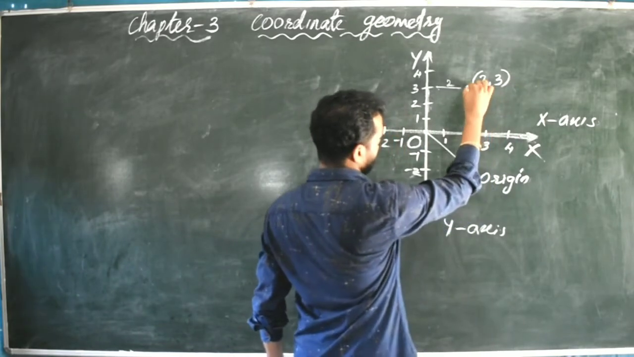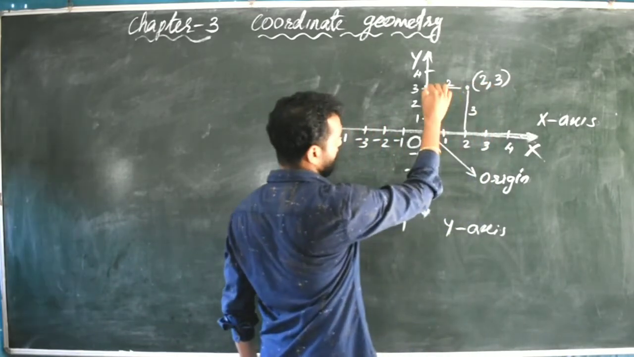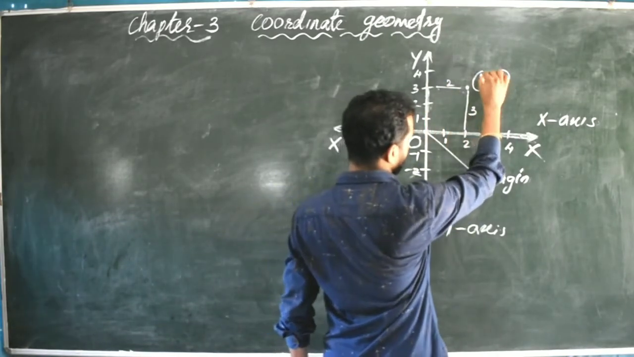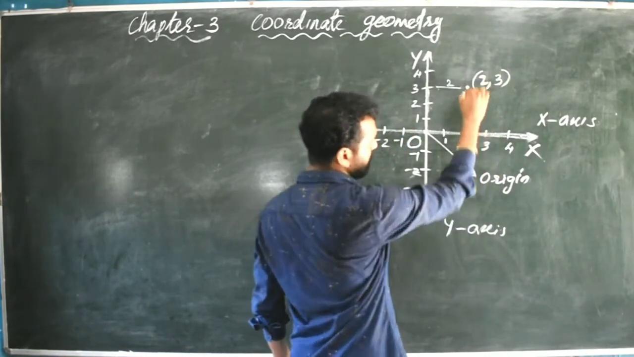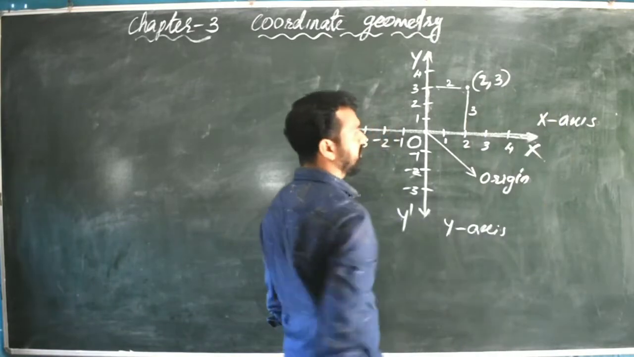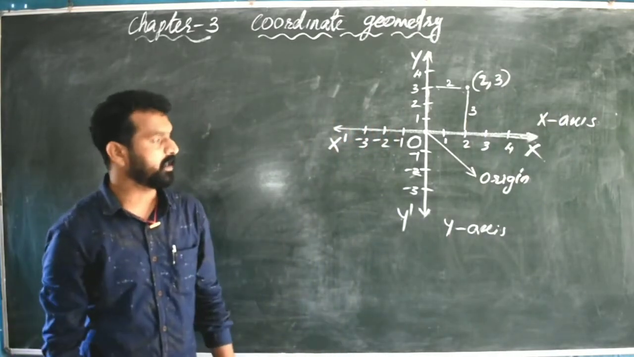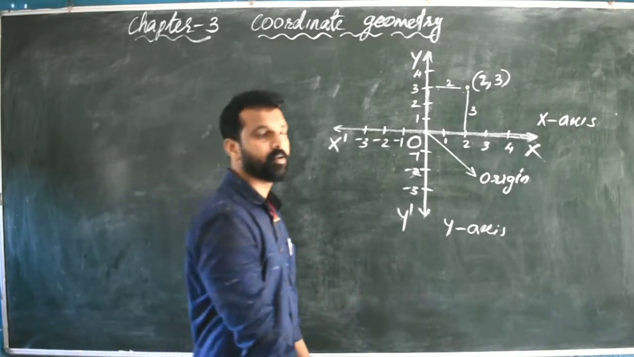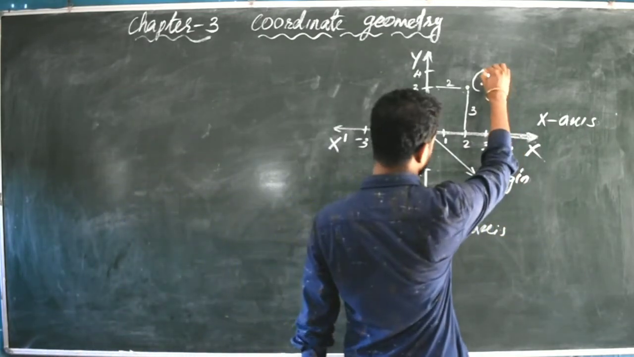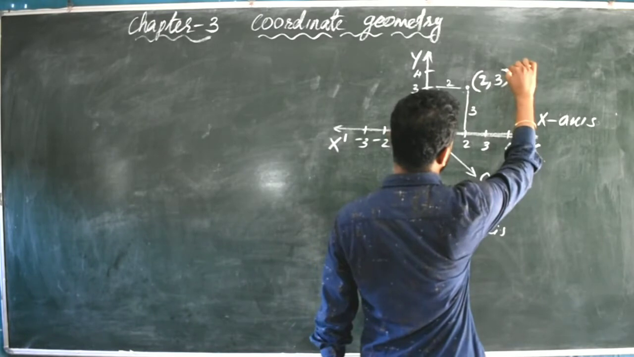That is, from this point, how much distance is there from the y-axis? That number we write first. And from this point to the x-axis, how much distance is there? That we write as the second number: 2, 3. And we write that inside a bracket. So that is the point (2, 3). We say ordered pair (2, 3).